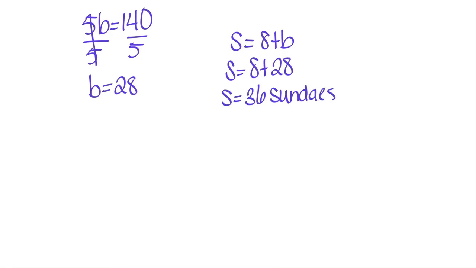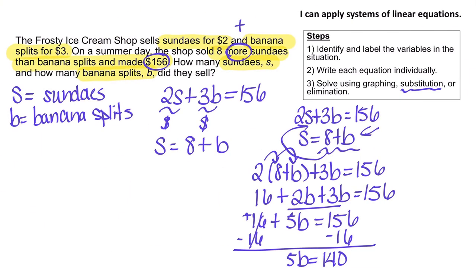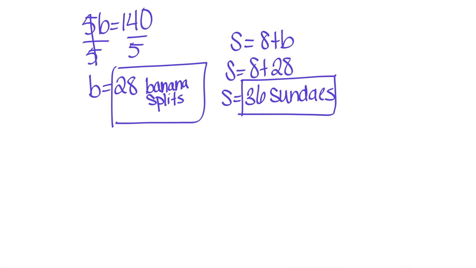So that means that the Frosty ice cream shop sold 36 sundaes and 28 banana splits on the day that they described in the word problem. And these two numbers do make sense, right? It is a reasonable number of banana splits and sundaes for an ice cream shop to sell.